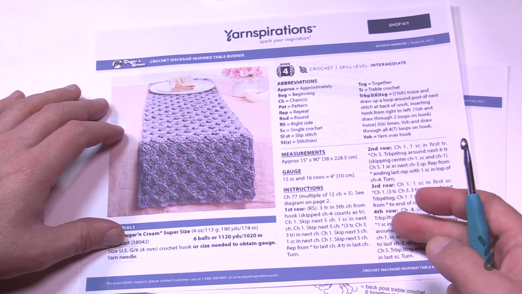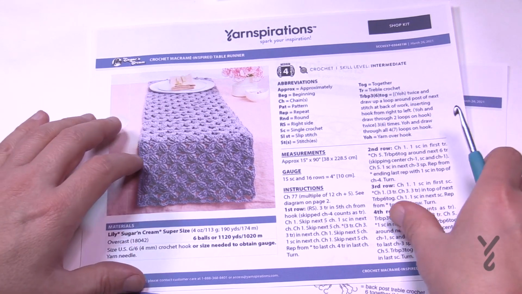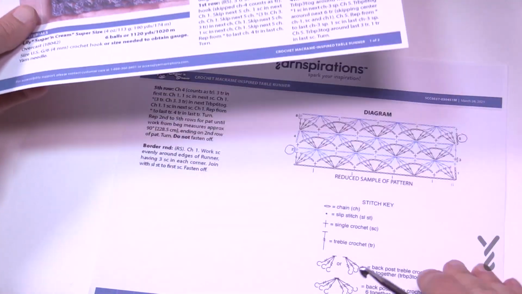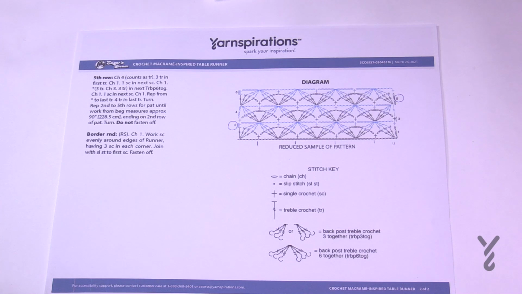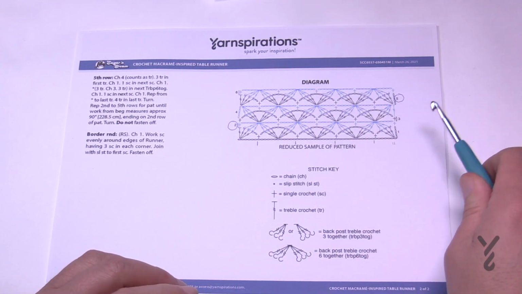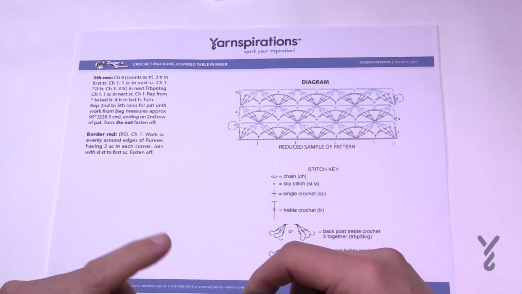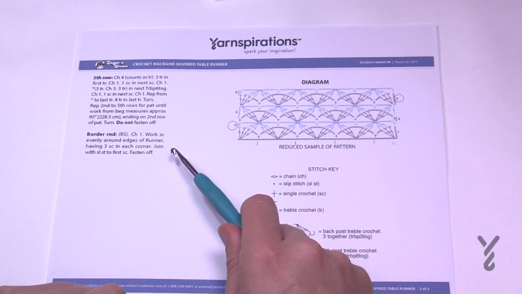So we have the set of instructions that are here. We have the abbreviation terms, sorry, and then we have here. So we're going to be repeating the rows number 2 through 5 until you're satisfied, and then the final row is row number 2. So 2 through 5, 2 through 5. When you're happy, do row number 2 one more time, and then the border is just 1 single crochet worked around the edge equally.